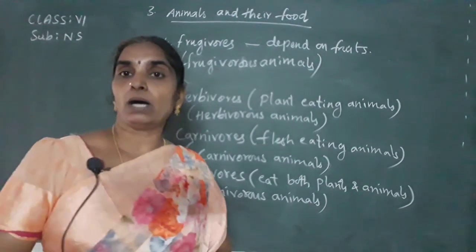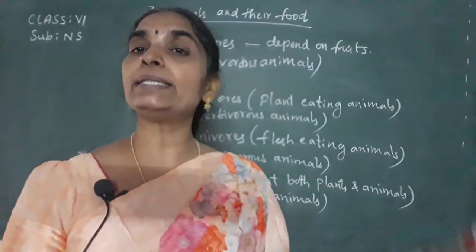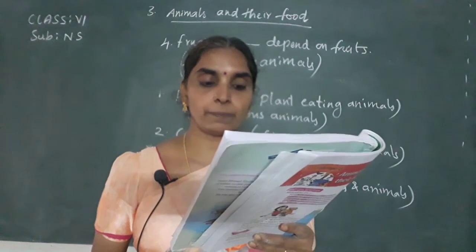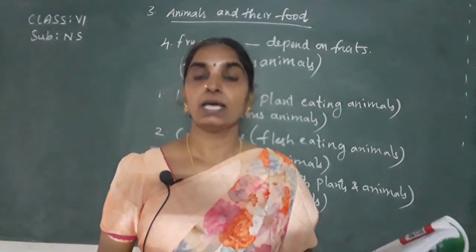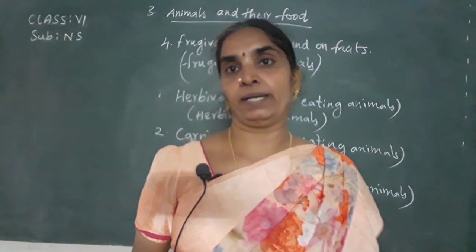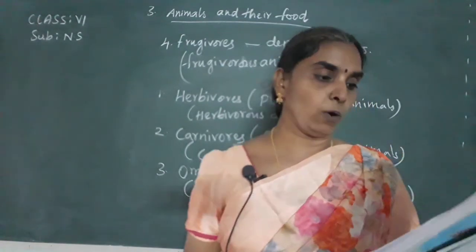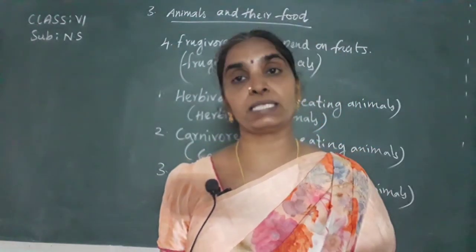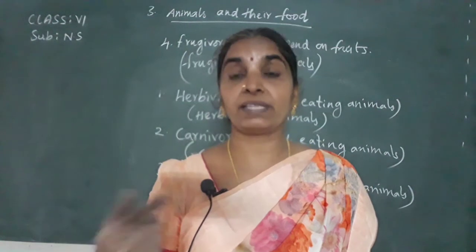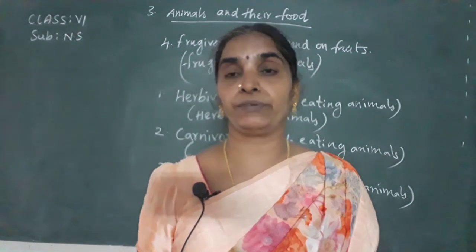So now we'll see how animals eat. Take page number 23, children. How do animals eat? Plants and animals are the main sources of food in our surroundings. We know this, isn't it? Like us, animals also depend on these sources for food. Animals also depend on plants and animals, as we have studied till now. Every animal has its own style of getting food. Some hunt other animals for their food. Some search for their food. They run here and there searching for their food.